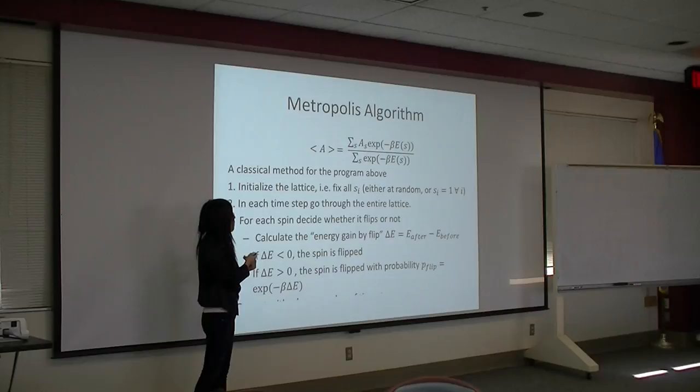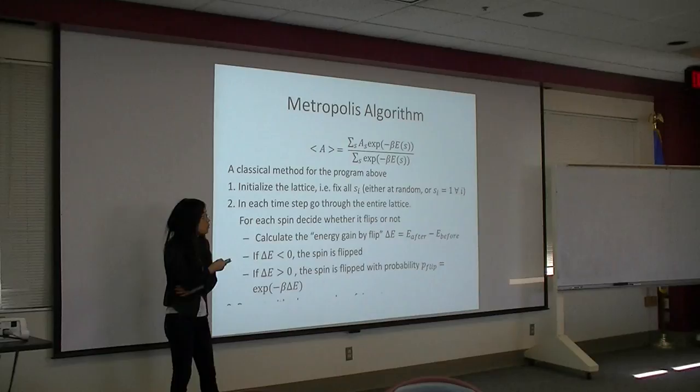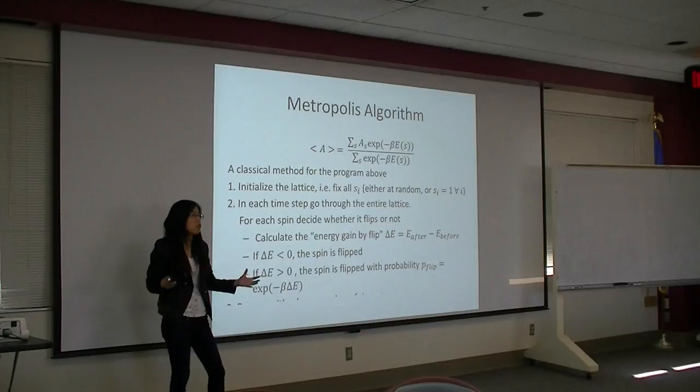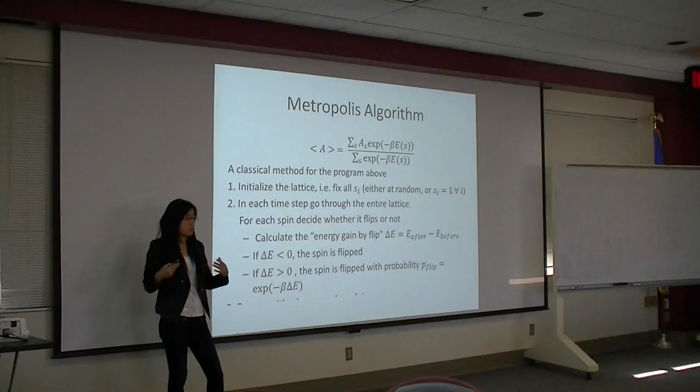This is the probability, and this is the value for each state. So we can calculate it for each state of the system, and we can finally get the average value of A. But we also know that the number of states of the system is huge. So if we do this directly, it will need a lot of time to do this work.